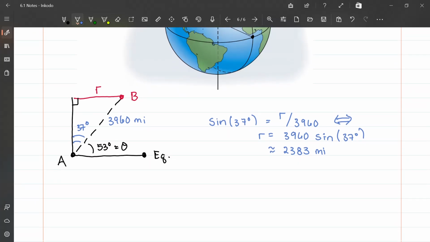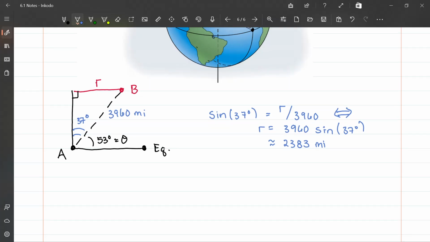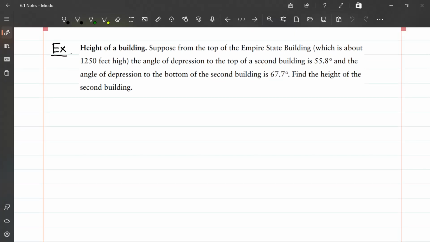This leaves us with precisely one more problem to do, and it looks like we're going to have to do it on the next page. So, suppose from the top of the Empire State Building, which is about 1,250 feet high, we get an angle of depression to the top of some other building, and that angle of depression is 55.8 degrees. And then we get an angle of depression to the bottom of the same second building and find that it's 67.7 degrees. We want to find the height of the second building.